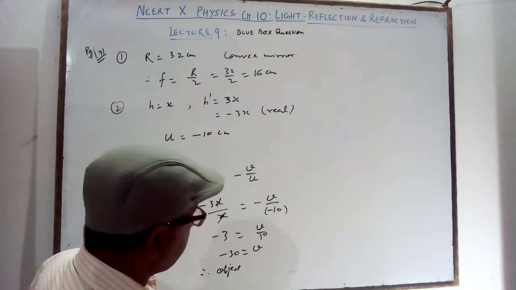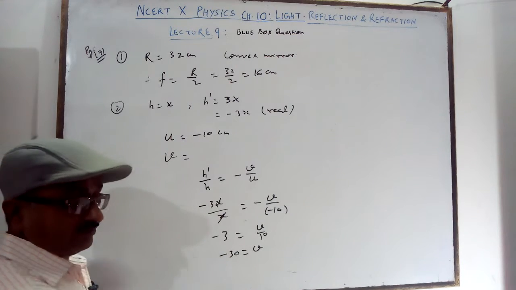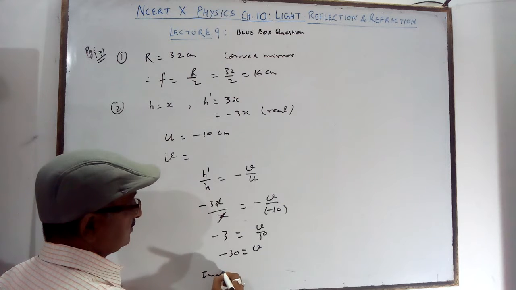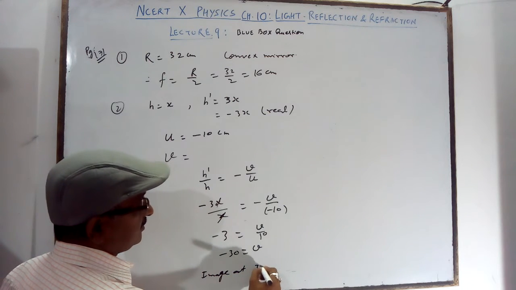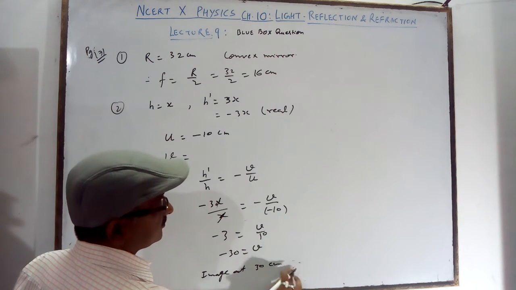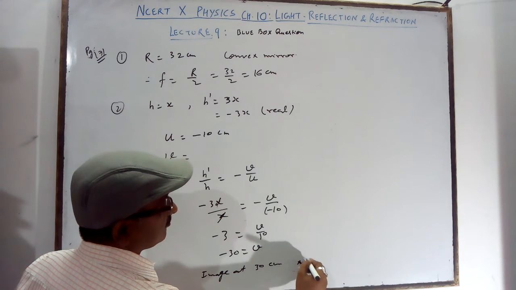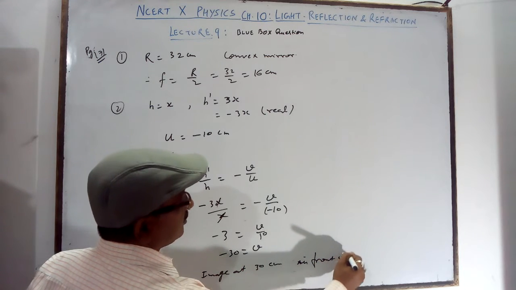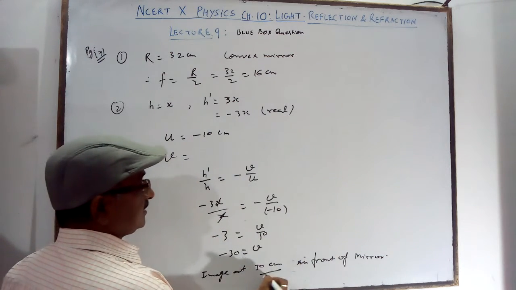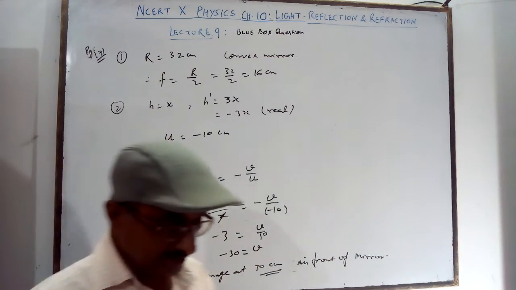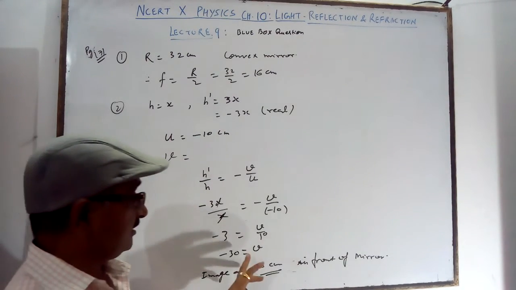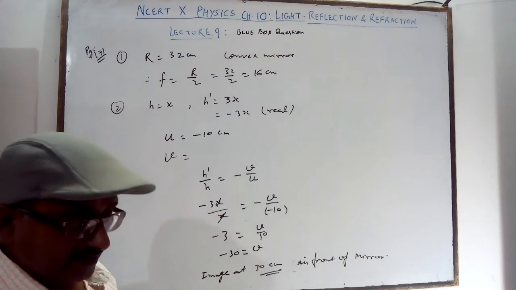Image will be formed at 30 centimeter in front of the mirror. 30 centimeter distance, and the minus indicates in front of the mirror, here 30 centimeter in front of the concave mirror. You can draw the ray diagram also.